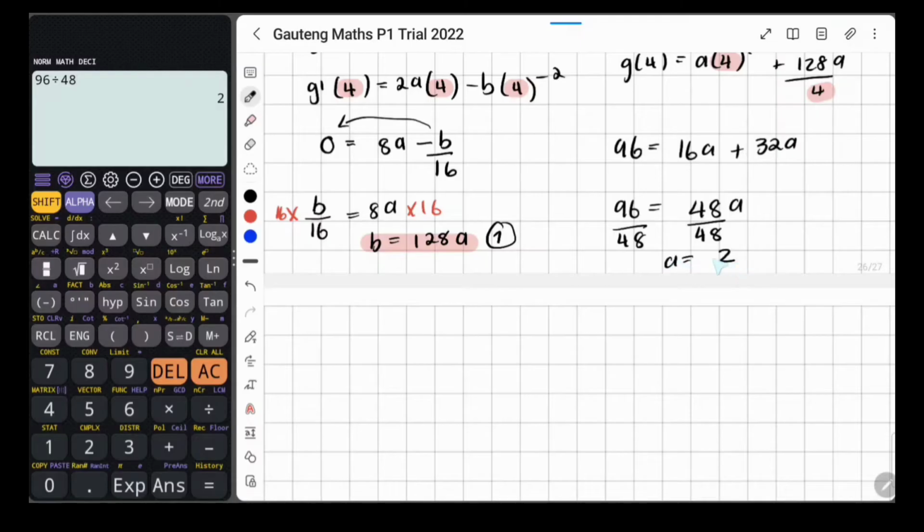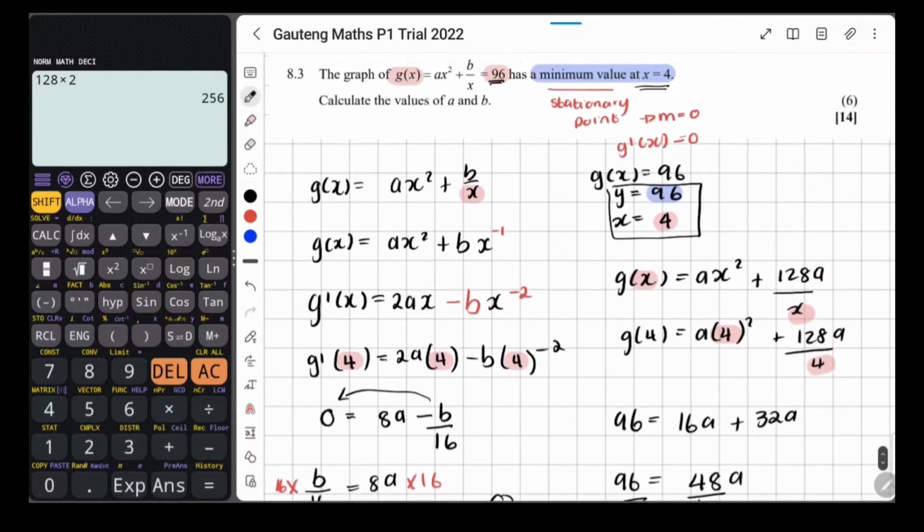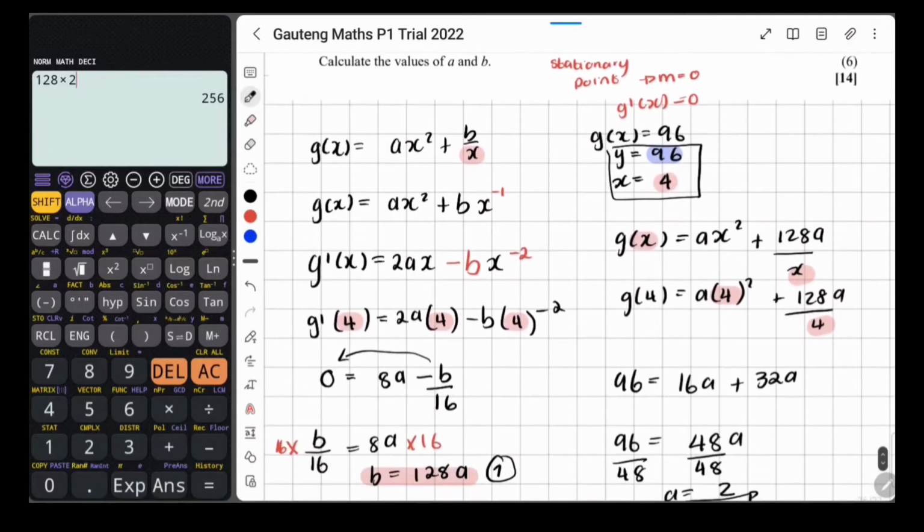To find the value of b, we can just substitute a into that. So b is equal to 128 multiplied by 2, putting in the 2 that we found in place of a. 128 multiplied by 2 gives you 256. So that is the value of a and b. That concludes 8.3. Then we can move on to the next question, question 9.